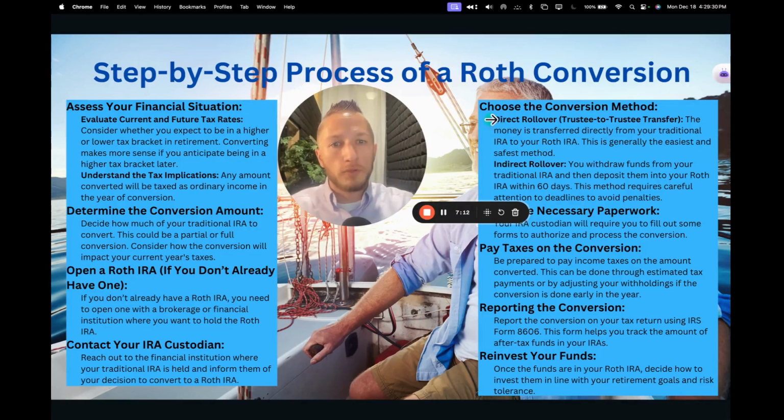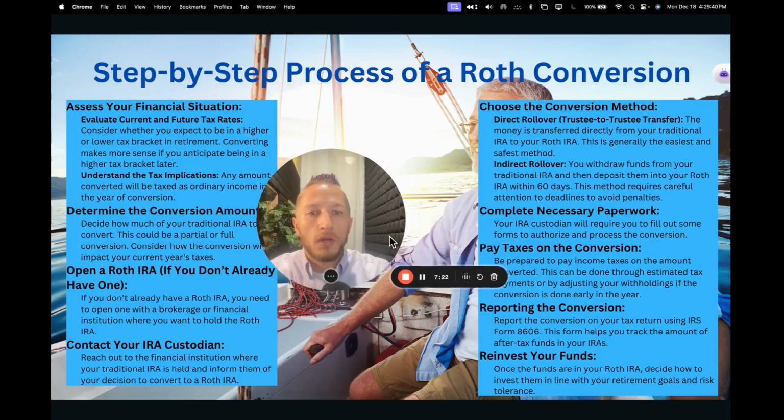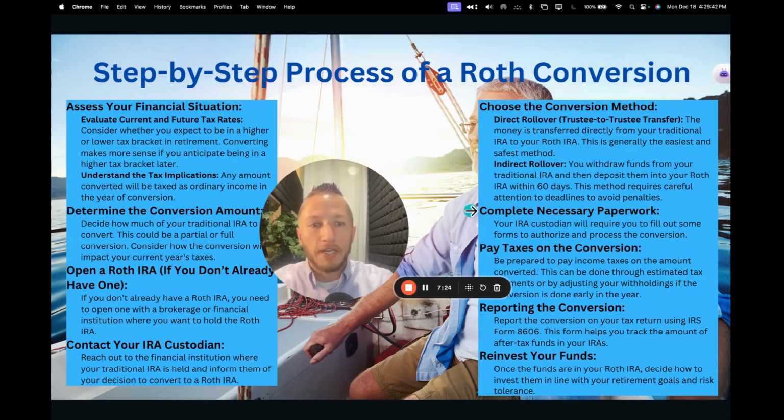The safer route more often than not is going to be the direct rollover, so you don't have to worry about losing a check in the mail or somebody not putting a stamp on the envelope and those types of things. After that, you'll want to complete any necessary paperwork. And again, you'll want to be prepared to pay the taxes on the conversion.